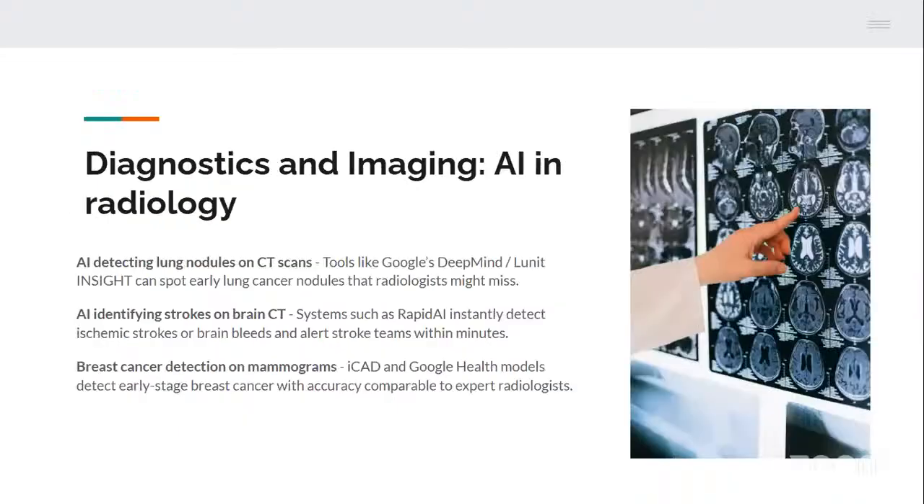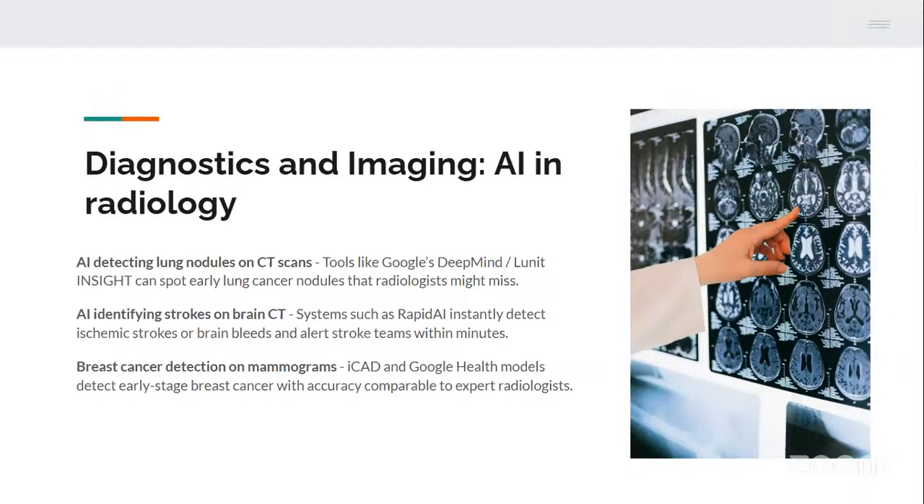Next slide. So diagnostics. AI detecting lung nodules on CT scans. When a person has a CT scan at a very early stage, a human can't detect whether it's a cancerous one or not. If there is a small lump, it doesn't directly mean it's cancerous. So tools like Google DeepMind and Lunit INSIGHT can spot early lung cancer nodules that radiologists might miss.